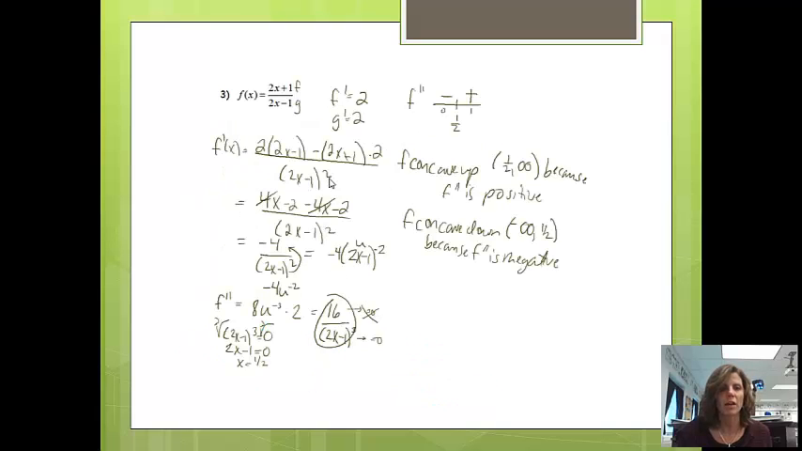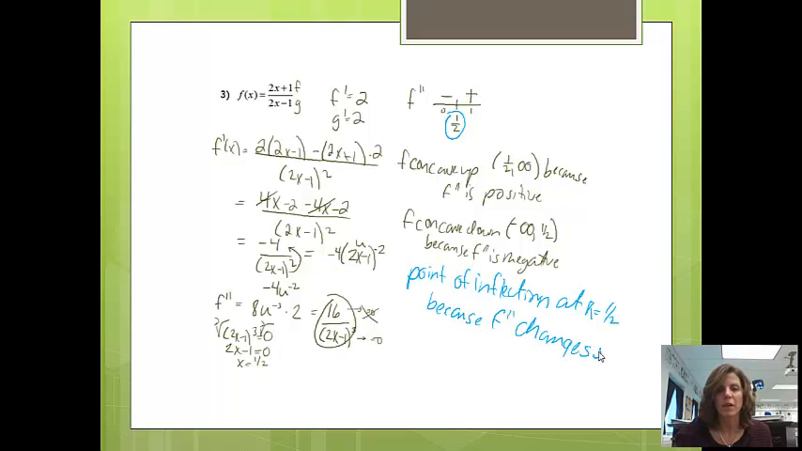All right, let's look at that third example. Again, we started with the function. We found where it was concave up and concave down based on the second derivative chart. So I notice that at x equals 1/2, again, my signs change. So I can say that there is a point of inflection at x equals 1/2, and the reason that that's a point of inflection, once again, is because f double prime changes sign.